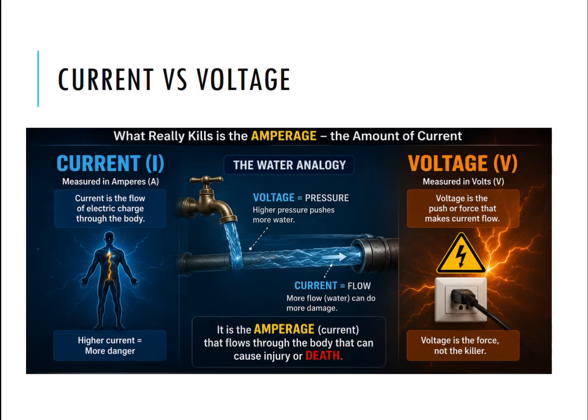So what happens is, if the pressure is high, more water is going to flow through that tap in a predefined period of time. But if the pressure is less, less water is going to flow in that same amount of time. And the same applies for current. If we have very high voltage, in a short period of time, more current can flow. But if the voltage is lower, in that same amount of time, less current is going to flow. So what is really dangerous is the amperage, which is the amount of current that flows through the victim's body.